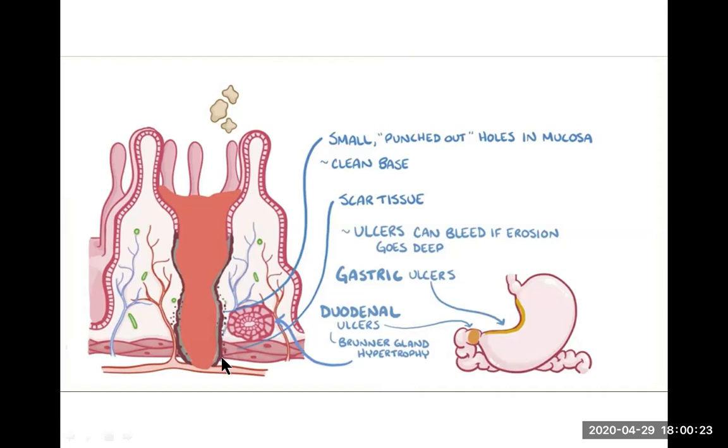These peptic ulcers can bleed as erosion goes on. If the erosion goes deeper, they'll start bleeding. These gastric ulcers are usually formed in the lesser curvature of the stomach. Then these are called the duodenal ulcers, and this is the hypertrophy which is formed due to the peptic ulcers.